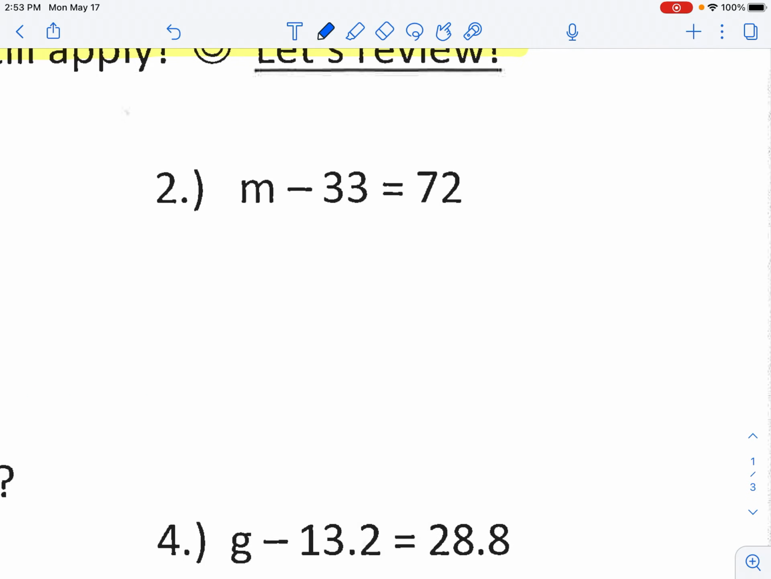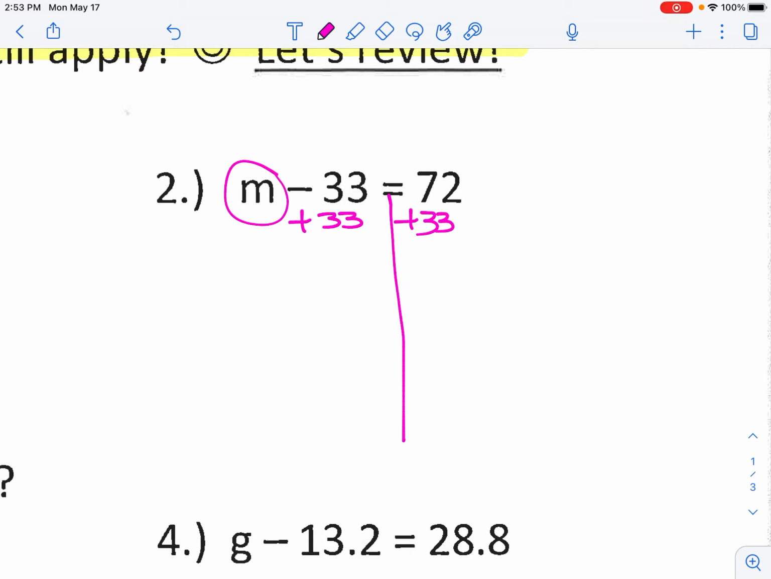All right, so let's try this one. So first, you're going to draw your mirror. What number minus 33 equals 72? Since this says minus 33, the inverse of subtraction is addition. So to get the m all by itself, we have to get rid of negative 33. We get rid of negative 33 by adding 33.